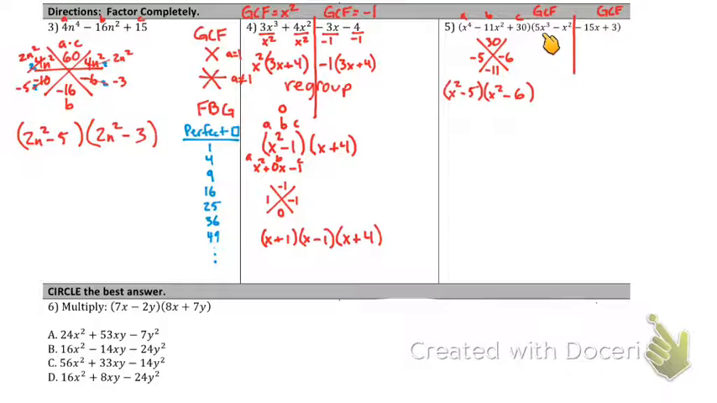So let's look at the left side first. The GCF of 5 and negative 1 here. We can't use a number in this case, but they do have a common variable. So we pick the smaller power, which is x squared. So my GCF here is x squared.